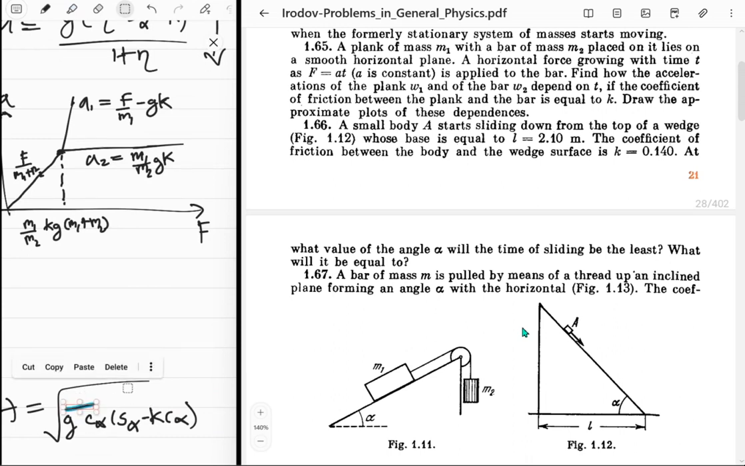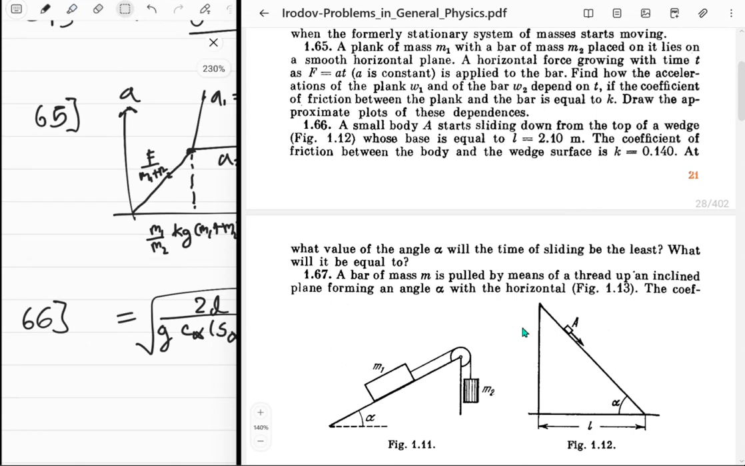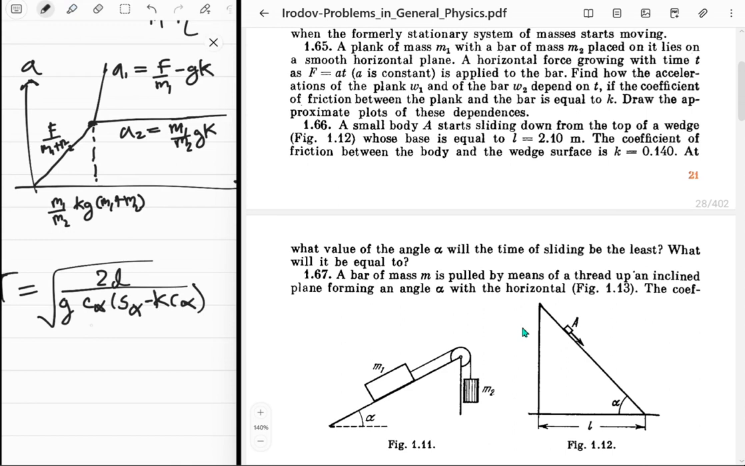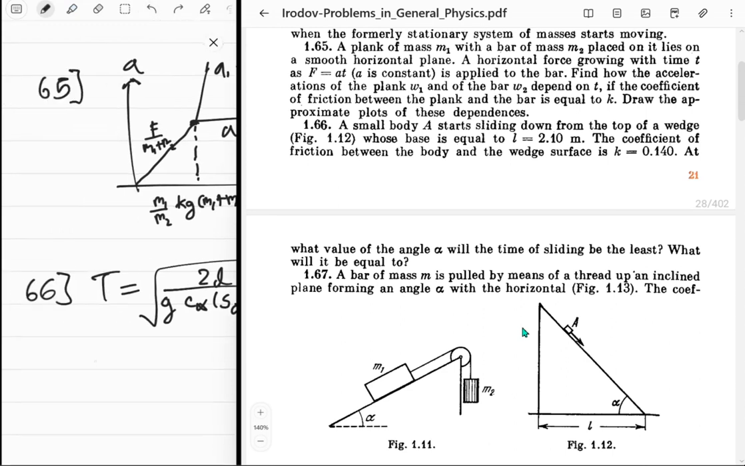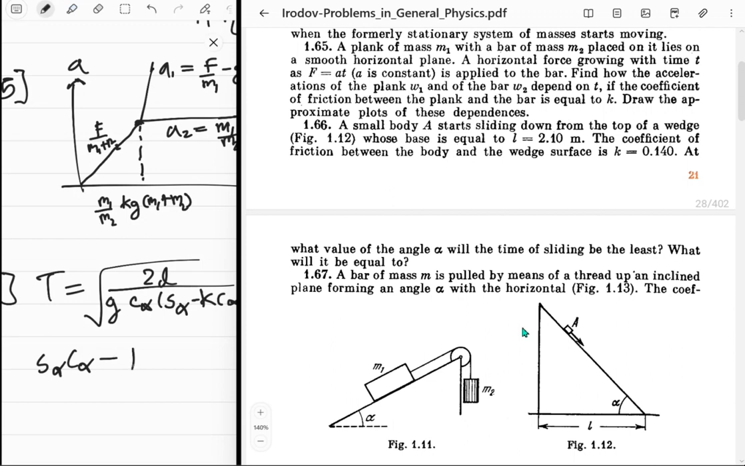So 2L right there. Okay, that's there. The time required. Now, when will this time be the minimum? For that to happen, this quantity must be maximum. What is this quantity? It's just sine alpha cosine alpha minus k cosine squared alpha.